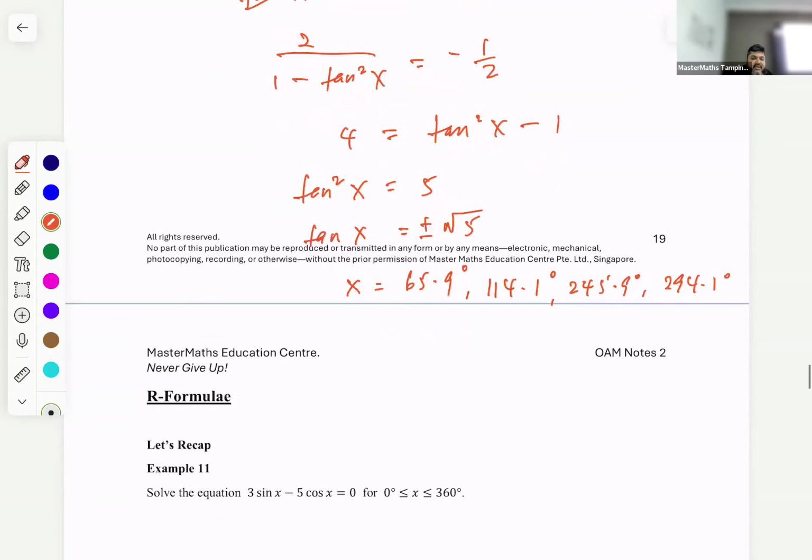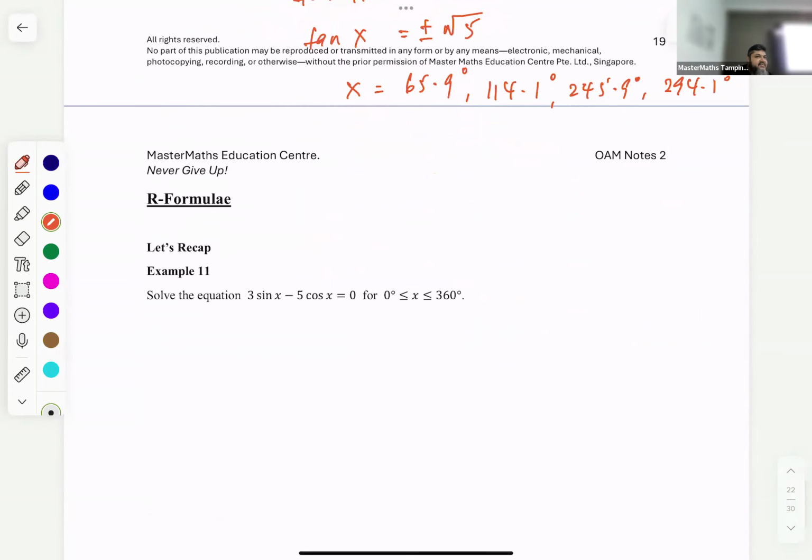Now, R formula is where your school is going to start this year. Usually, secondary schools will cover until whatever I've done so far, all the identities, proving, and all this stuff. They will start with R formula. Okay, so now what is this R formula all about?